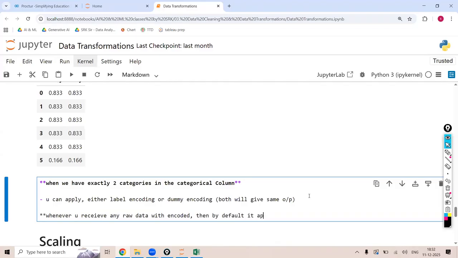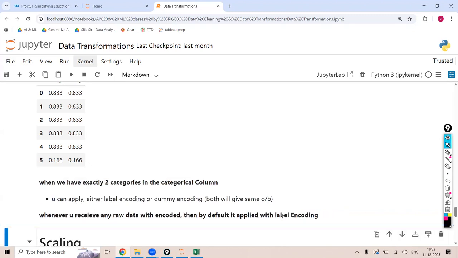Whenever you receive any raw data with encoding, by default label encoding was applied. Sometimes you will receive gender as 1 and zeros, graduate and non-graduate as 1 and zeros, big and small as 1 and zeros. Then you have to remember yourself which is 0 and which is 1. In gender, male is 1, female is 0.